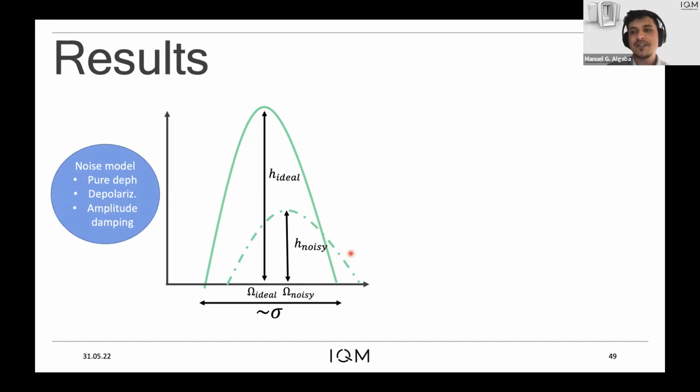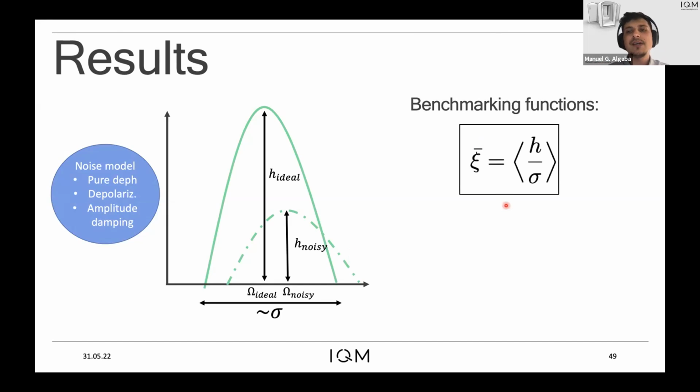First of all, we will take one benchmarking function, this psi rate, in which we divide the height by the sigma. The sigma is the width of the peak and h is the height. And we average, of course, over all the nuclei. Why do we do this? Because the noise is going to flatten and also shift your peaks a bit. So the higher this psi rate, the closer it will be to the ideal case. So you can compare with this psi rate whether noise is affecting your simulation more or not.